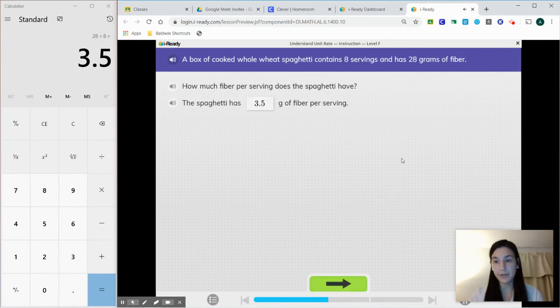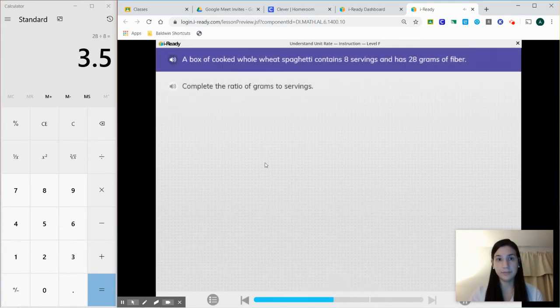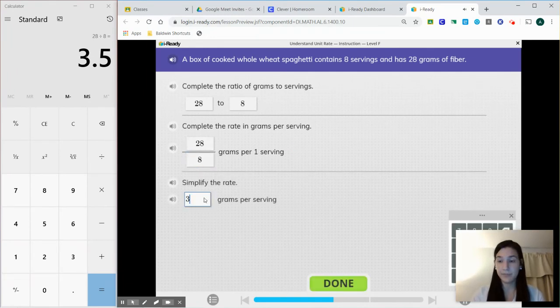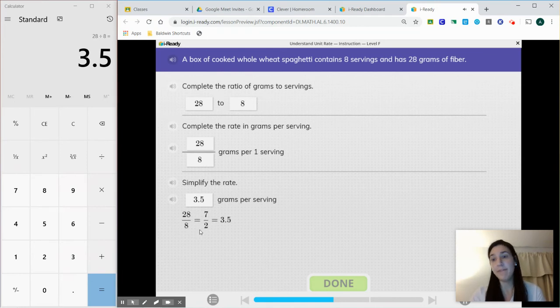Now we're going to fill out our chart. So we have the ratio of grams to servings: 28 grams of fiber to the 8 servings. Now we're going to write it as a fraction or a rate in grams per serving. And now as simplest form or our unit rate. Simplify the rate. Good. You can simplify the rate by dividing both quantities by the same number. So they divided the top and the bottom by 4. Number of grams by the number of servings. Instead of doing 7 divided by 2, you could just do 28 divided by 8 right away, and you'll get the same answer.